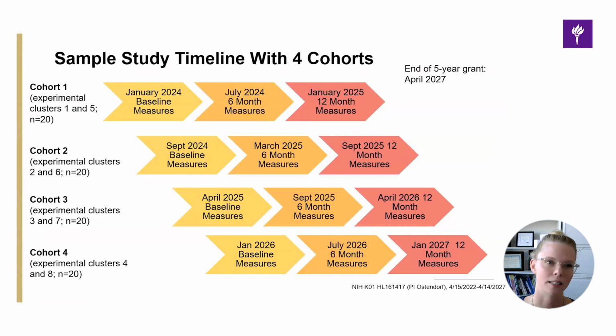So here was a sample study timeline for 4 cohorts. I would plan to start my first cohort this month in January 2024, and then have our last cohort end by January 2027. And the end of the 5-year grant is actually April 2027. So that really only gave me like 3 or 4 months to complete the final outcome measure and then also have all of the data be collected for the trial. Hopefully there'd be that 1 year no cost extension, but it is a pretty tight timeline, doing 4 cohorts here.